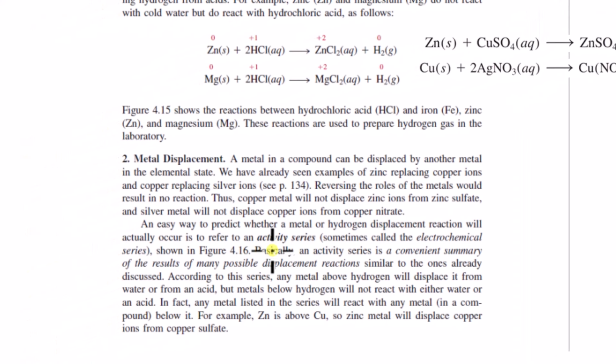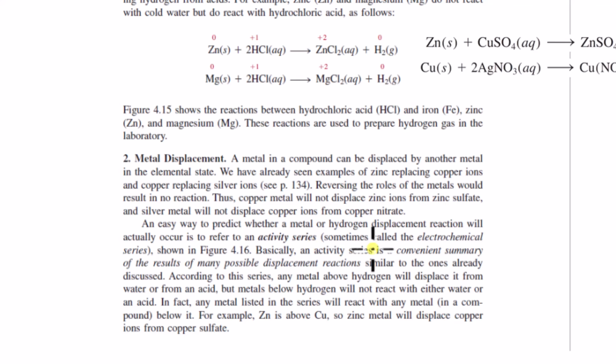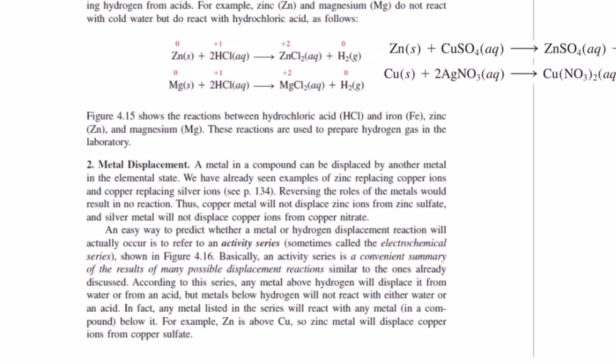Okay, an easy way to predict whether a metal or hydrogen displacement reaction will actually occur is to refer to an activity series. So here they introduced the activity series. Again, it's just a convenient summary of the results of many possible displacement reactions. Right? What can and will displace what in a displacement reaction?